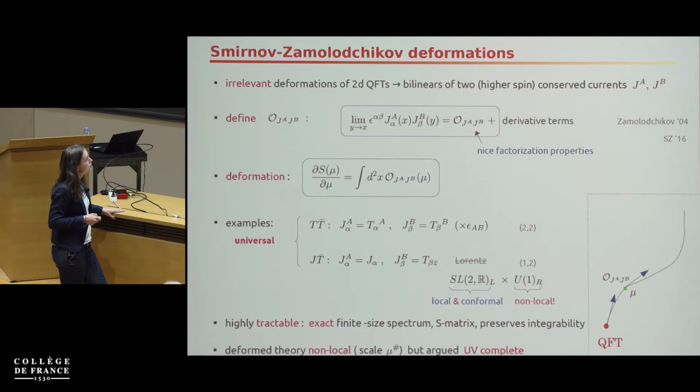So what this deformation does is preserve locality and conformal invariance on the left, while making the theory non-local on the right. This connects to your question about the non-locality. TT bar is fully non-local, but JT bar preserves locality in one null direction. And why is this nice? First of all, this half locality of the theory makes it way simpler to study than TT bar. We really have control over one of the sides.